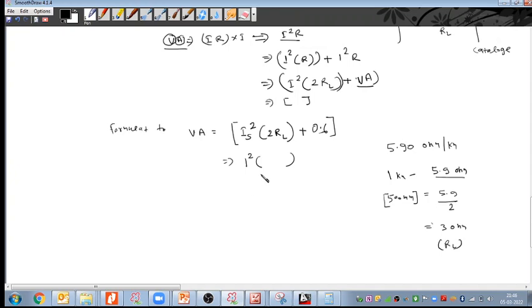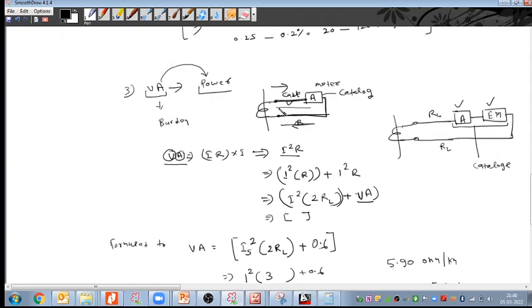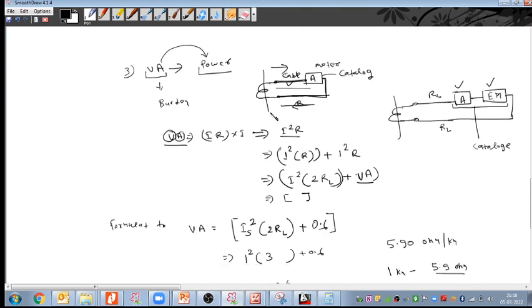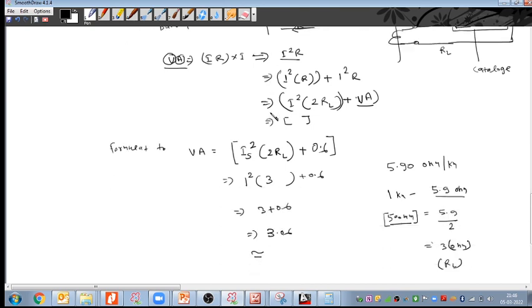So that we need to put here. So 1 square into 3, because 3 ohm we have calculated here for the 500 meter, plus 0.6. So how much will it be? 1 square into 1, so 3 plus 0.6. So 3.6, we can say in that case 3.6 is my required burden, and the CT output burden should be more than 3.6. In that case we can take 5 VA CT.